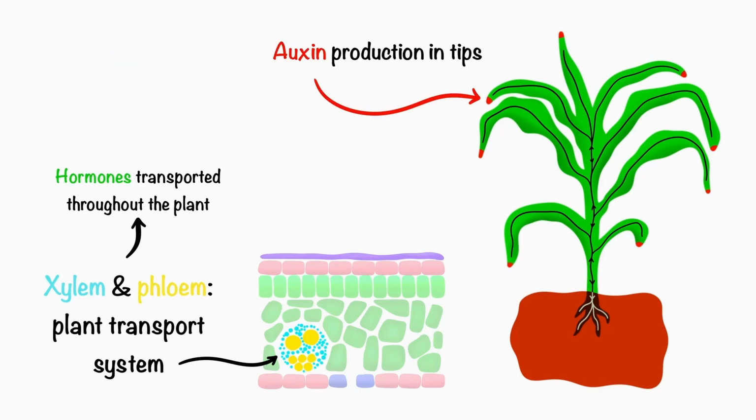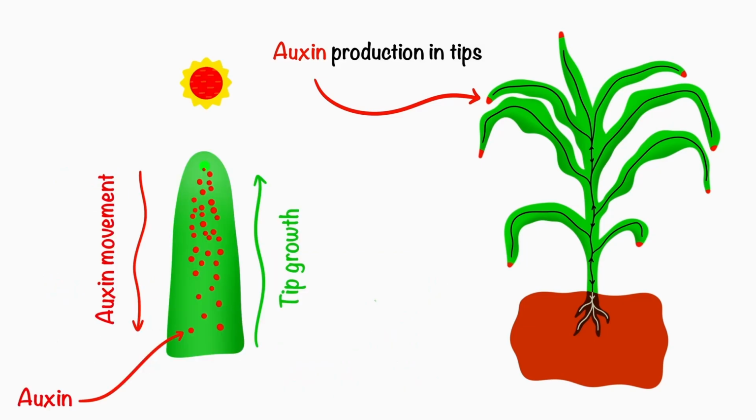Auxin is one of the most important plant hormones. It controls growth near the tips of shoots and roots, helping to determine the plant's overall shape. Auxin responds to environmental cues like light and gravity. When a plant detects these stimuli, it adjusts auxin distribution, which changes how different parts of the plant grow.